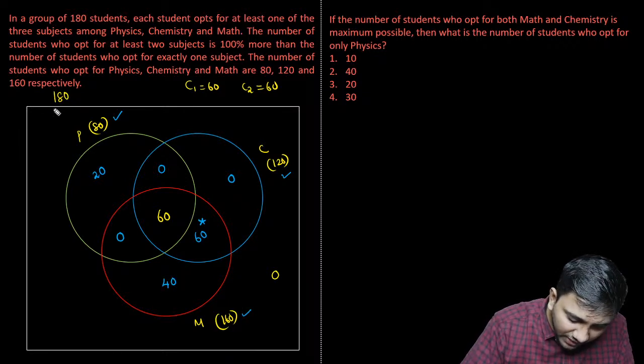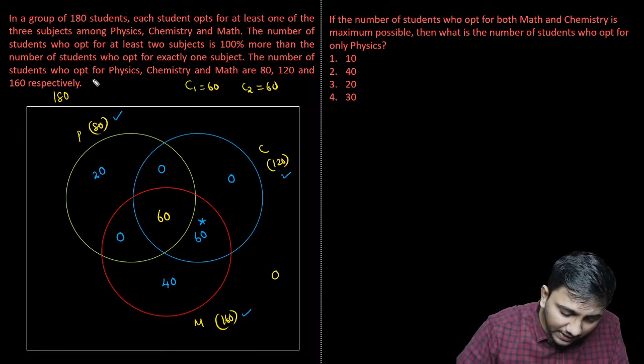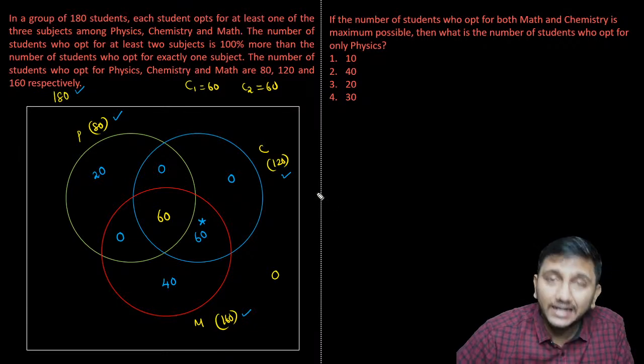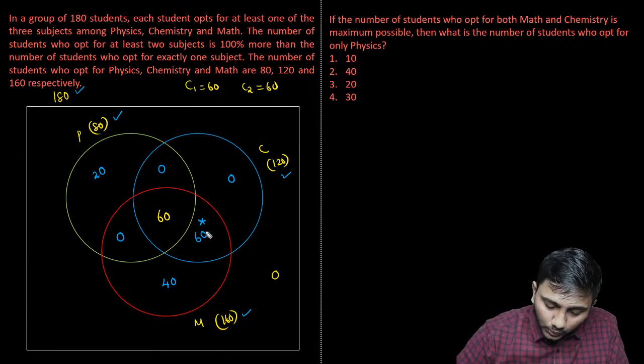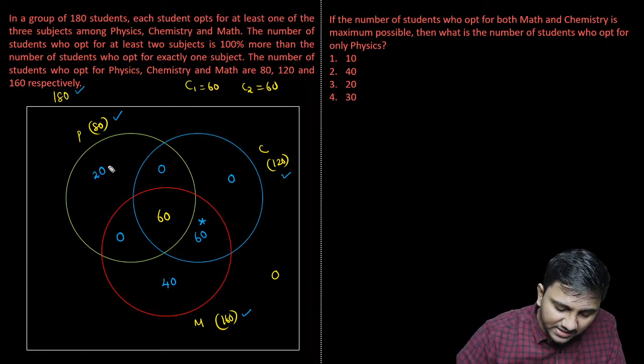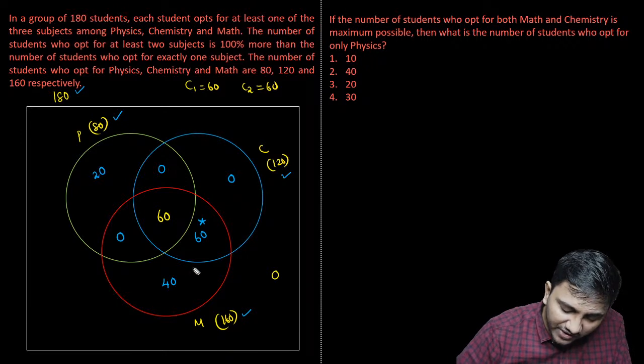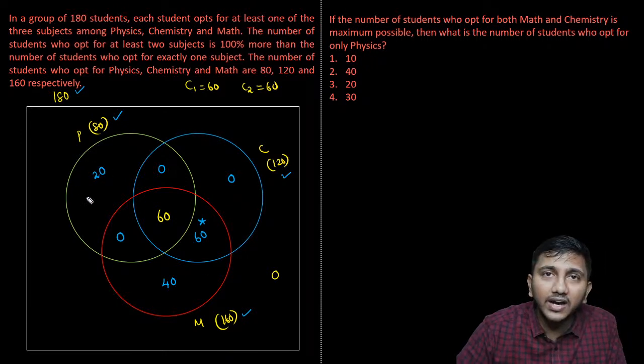But does it also satisfy our 180? Let's quickly check. So inside the blue circle it is 120 plus 20 plus 40, 120 plus 60. It is satisfying this as well. It is satisfying everything. So the answer for what is the number of students who opt for only physics has to be 20. Now keep in mind, you have to first fix the maximizing condition before you can go ahead and start finding this value.